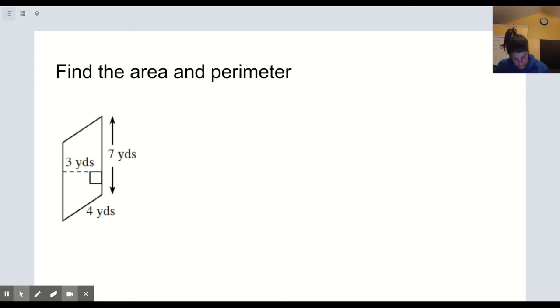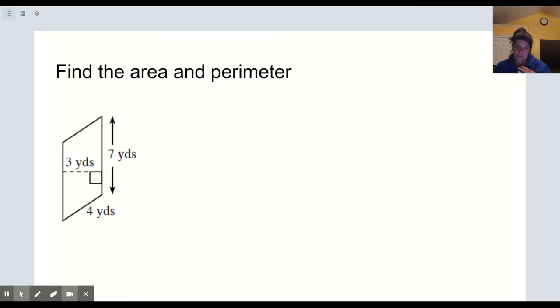So those two sides are parallel, and those two sides are parallel. And they're parallel because they're lines that would go on forever and they would never ever intersect. So those are parallel lines, and that's what makes this a parallelogram.